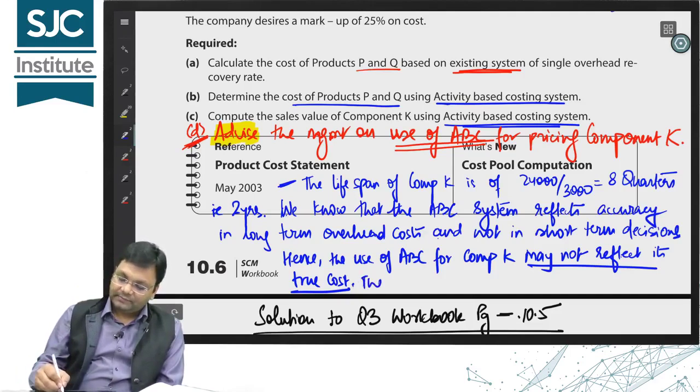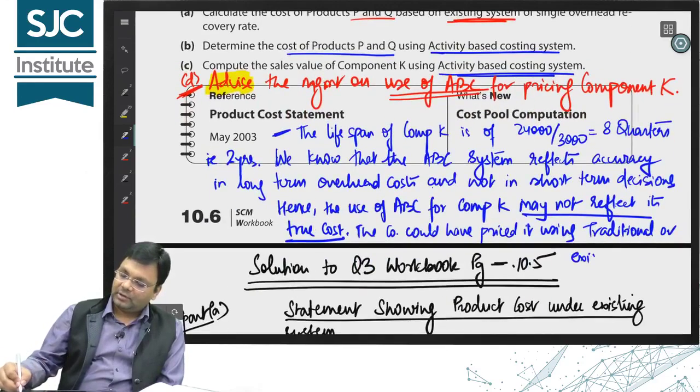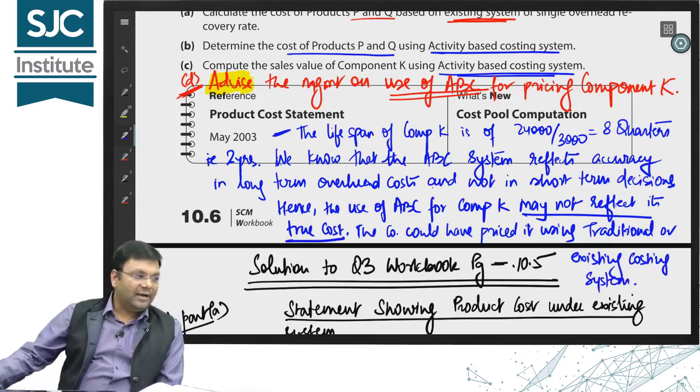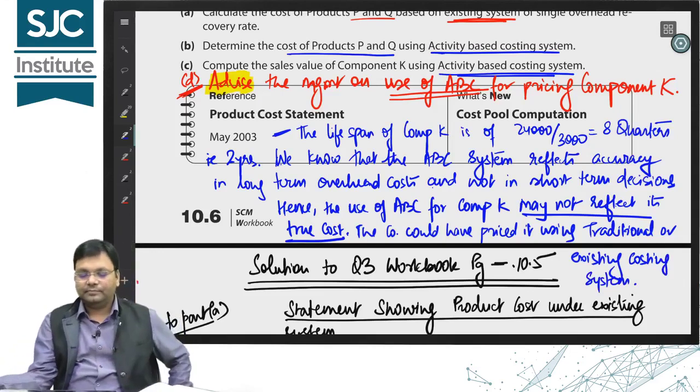The company could have priced it using traditional or existing costing system.